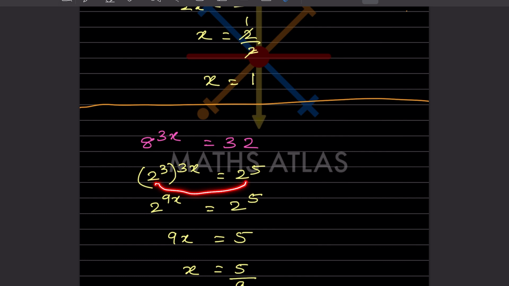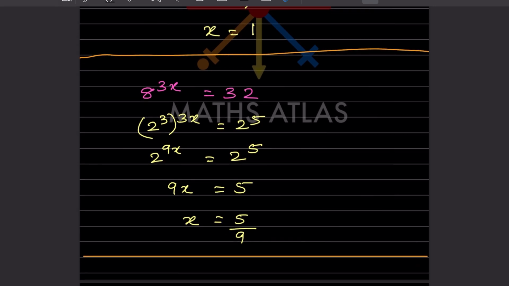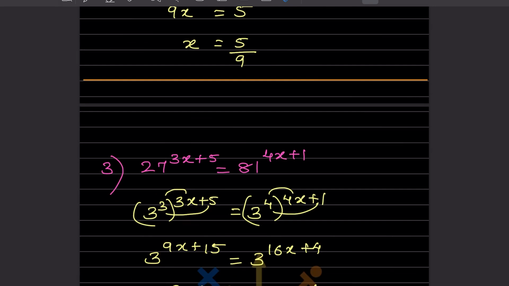So now you can see the base is the same, but before that, what are we going to do? We are going to multiply the exponents. So that is going to be 3 times 3 is 9x. And this will be 5. Now, the base is the same, so the exponents should be the same. So 9x is 5, so x is going to be 5 by 9.